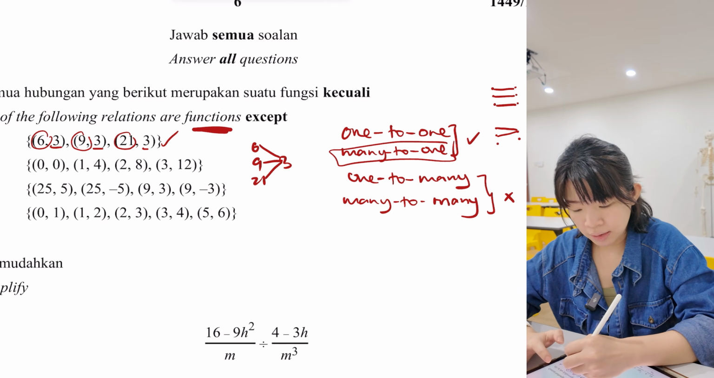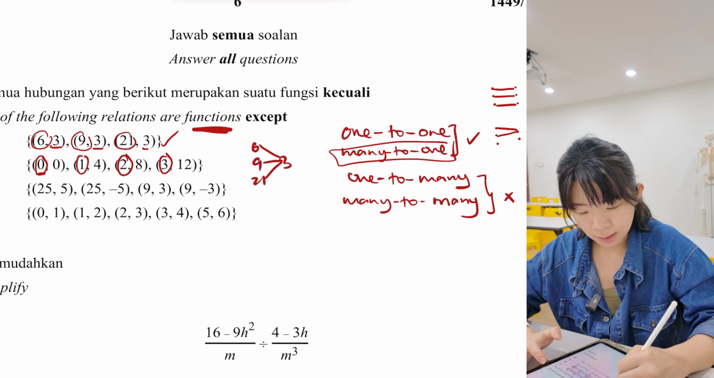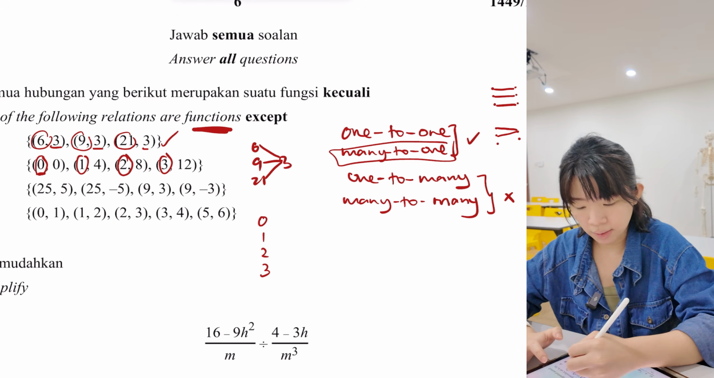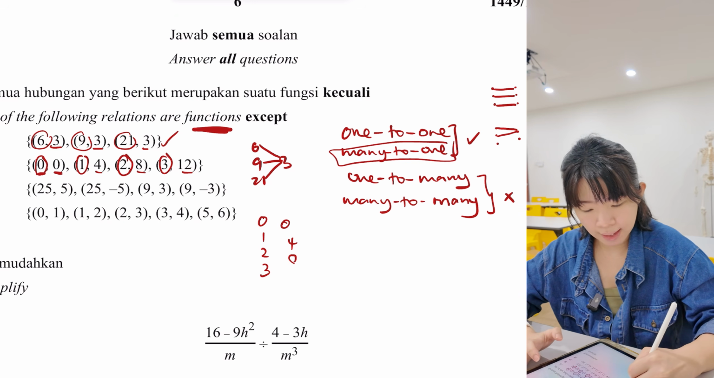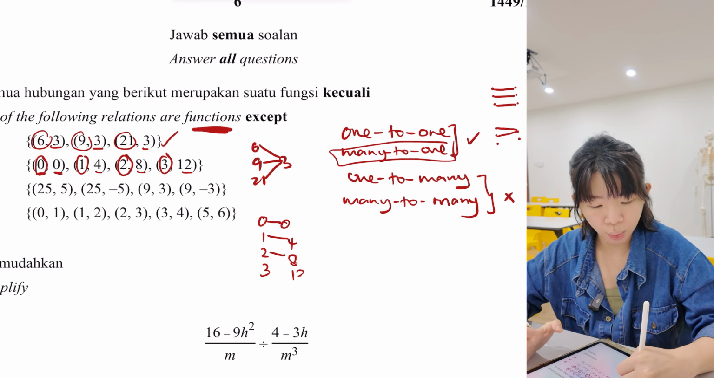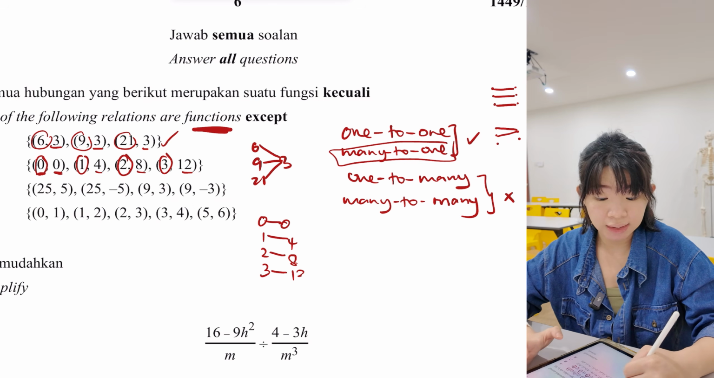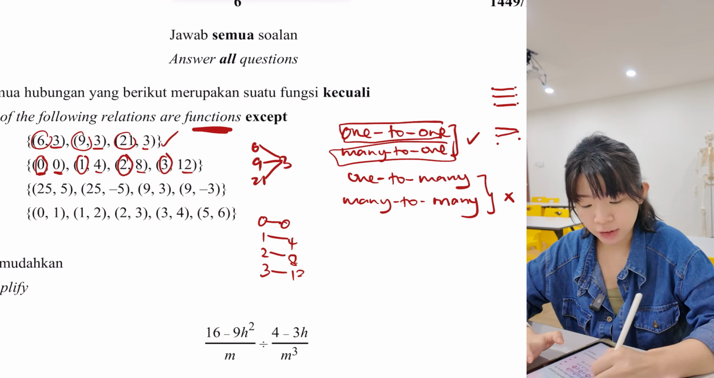Okay, continue with B. The x is 0, 1, 2, 3. The y is 0, 4, 8, 12. So 0, 0, 1, 4, 2, 8, 3, 12. All don't repeat. So this is actually called 1 to 1. So 1 to 1 is a function.